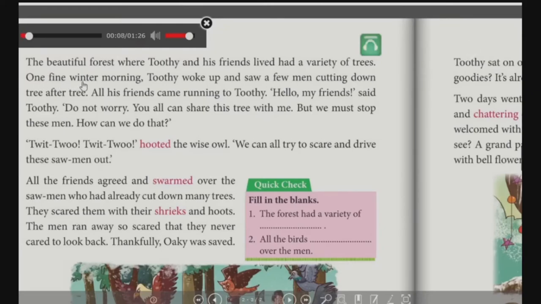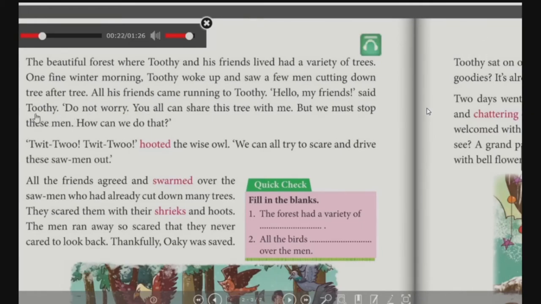One fine winter morning, Toothy woke up and saw a few men cutting down tree after tree. This sentence is easy to understand. I won't explain it to you. All his friends came running to Toothy. "Hello, my friends," said Toothy.